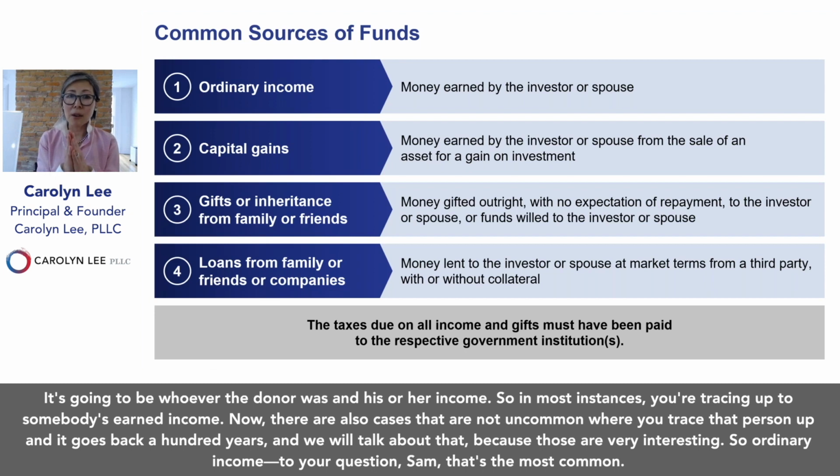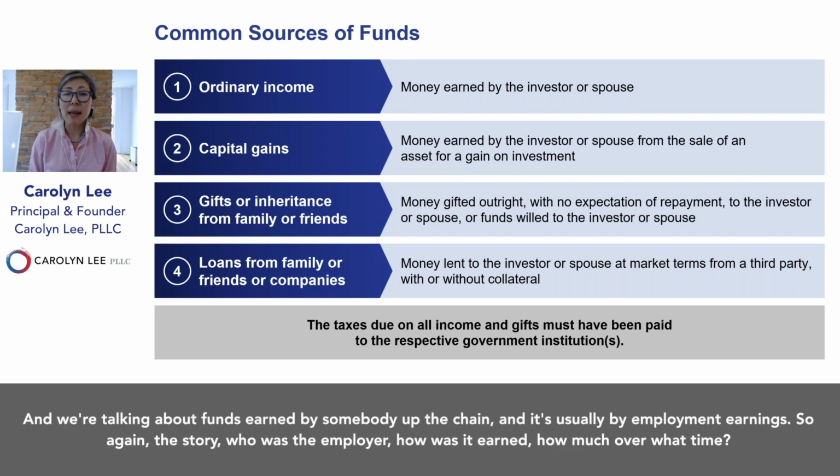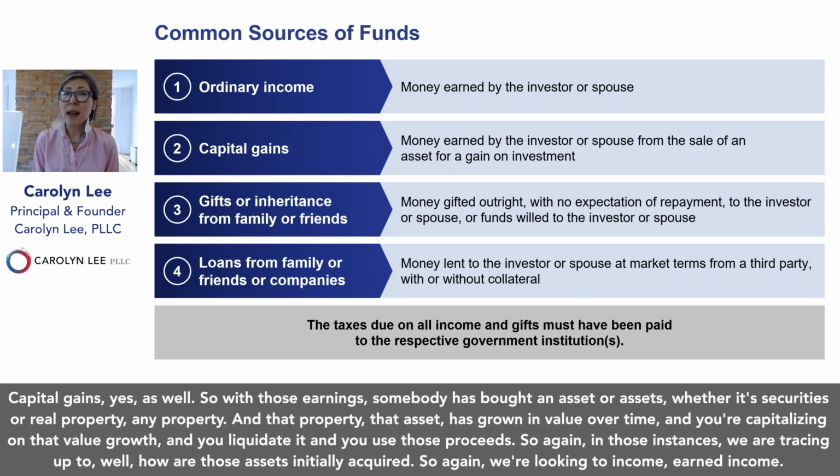Now, there are also cases that are not uncommon where you trace that person up and it goes back 100 years. And we'll talk about that because those are very interesting. But eventually, ordinary income, to your question, Sam, is the most common. We're talking about funds earned by somebody up the chain, and it's usually employment earnings. So again, the story: who was the employer, how was it earned, how much, over what time. Capital gains, yes, as well.